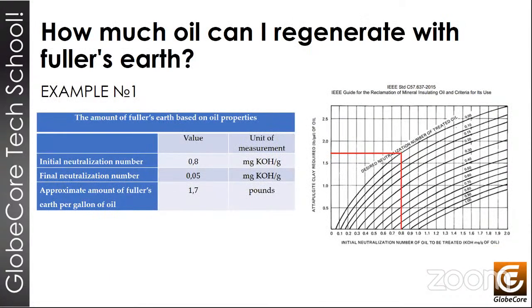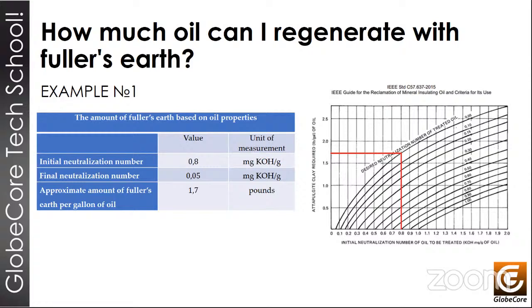Okay, so this table here shows the initial neutralization number at the time of sampling. On the chart here, we can see marks from 0 to 2, and 2 milligrams of KOH per gram would be a very high value. An acceptable value is 0.2, as I mentioned. So with an increase in the initial neutralization number, the required amount of Fuller's earth increases proportionately, and the curves here in this graph show the final desired values in the regenerated oil. So let's take a value. Let's make a projection from our initial value to our desired value. We'll plot it on the y-axis, okay?